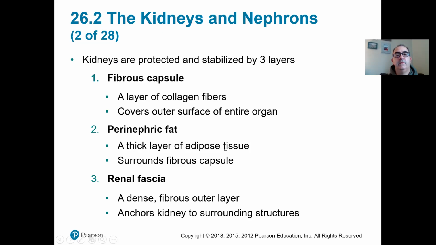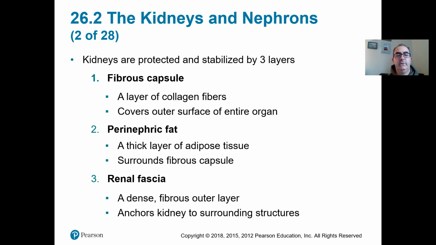Okay, the kidneys are protected and stabilized by 3 layers. They have a capsule over them. It's just a fibrous capsule. Then they have perinephric fat. Peri means around, and neph means kidneys. Anytime you see NEPH, it means kidneys. So there is a thick layer of adipose tissue around the kidneys as well, a thick layer of fat.